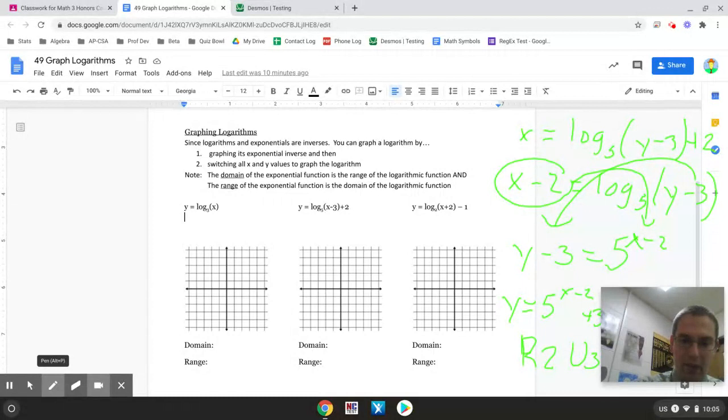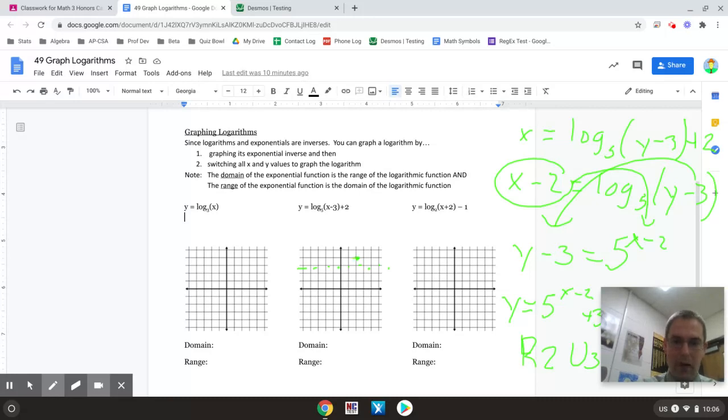That means the asymptote that normally would have been at 0 is now up at positive 3. So I've got an asymptote kind of there. And then the point that normally would have been at 0, 1 has gone right 2 and up 3, so it's now at 2, 4.